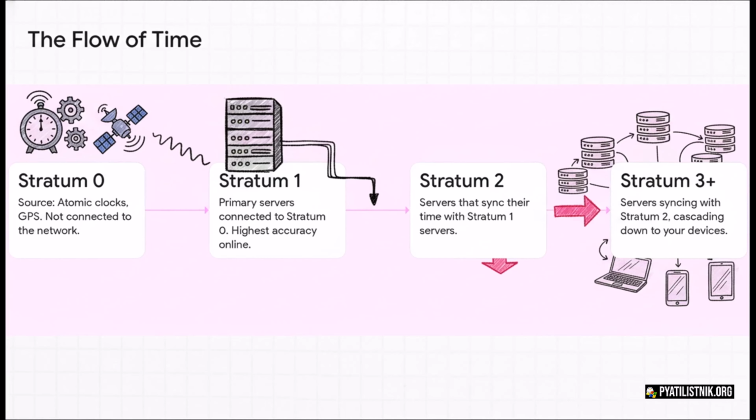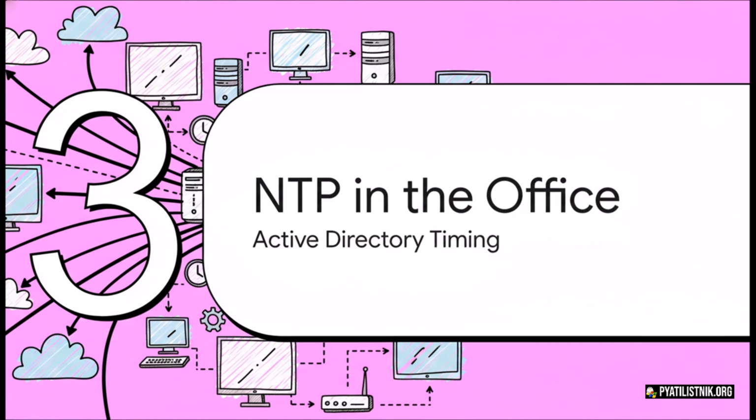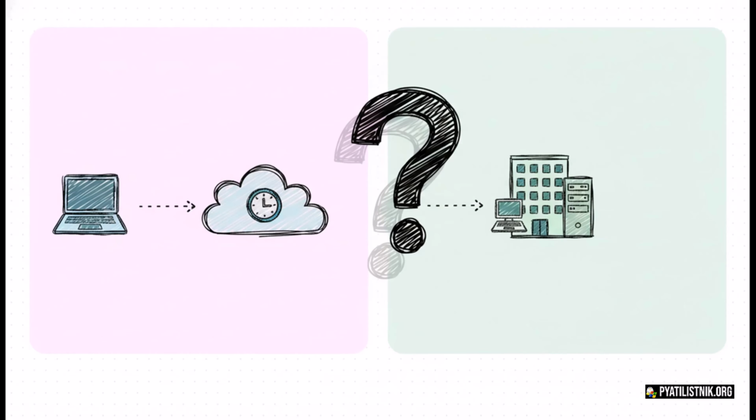All right, so that's the global picture. Now let's see how this whole system scales down right into a place many of us are pretty familiar with, the corporate office network, especially one running on Microsoft's Active Directory. Because in this environment, time isn't just important, it is everything. Now, your personal laptop at home probably just reaches out to a public time server on the internet. But a computer that's joined to a corporate domain does something completely different. It doesn't look to the outside world for the time. It looks inward to its local domain controller.